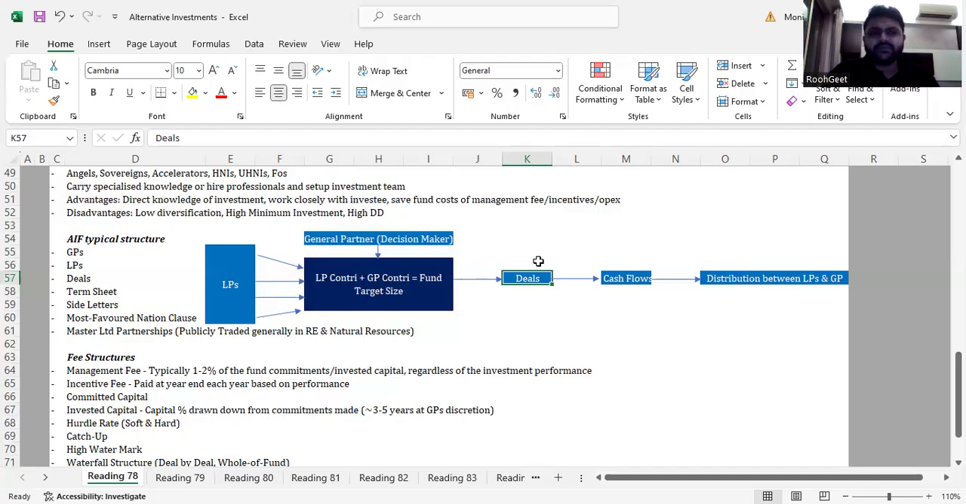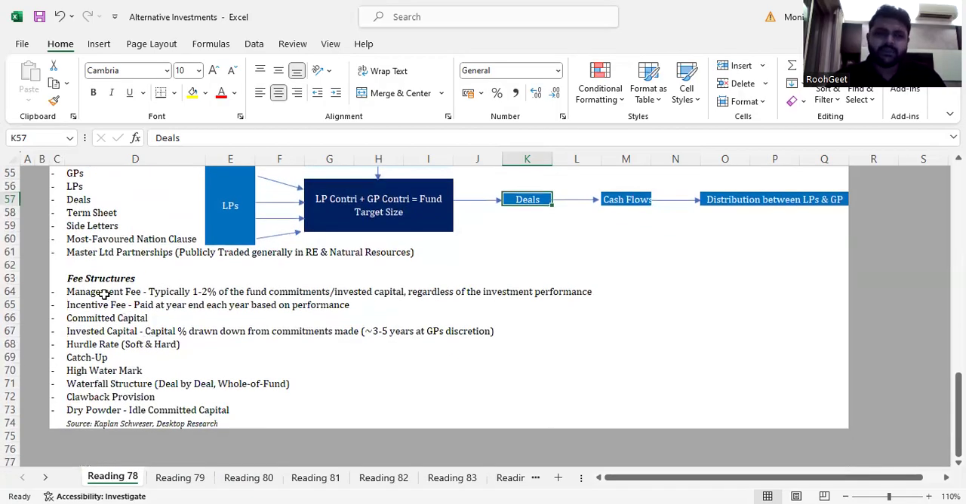Master limited partnerships are nothing but a fund structure, but publicly traded. Not really in India, but in the US it does prevail, and generally in the real estate or natural resources sector. So you don't really need to know much about it, so chill.